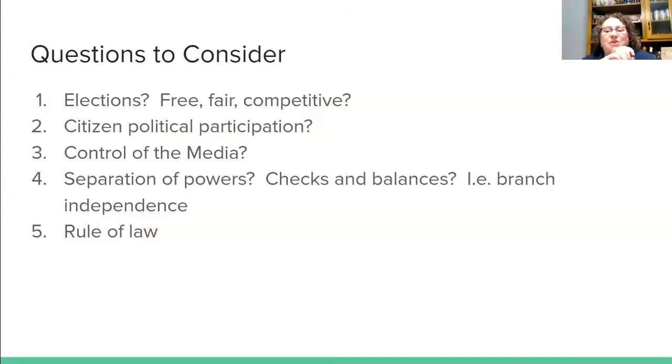I would add with that too, what's the role of your independent judiciary? Do you even have an independent judiciary? Are they allowed judicial review? Do they have those questions? And a lot of that to me ties into rule of law. Rule of law is that, is everyone under the law? Are the rules followed? Is the law followed?